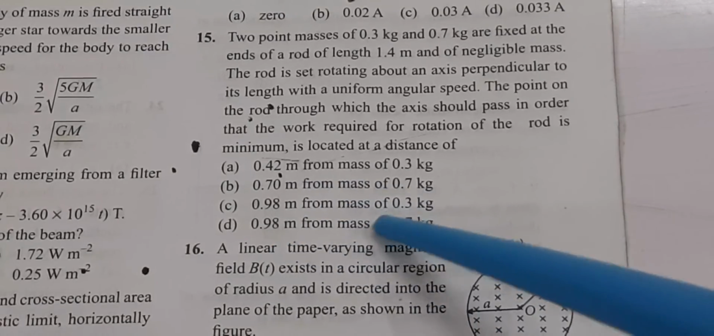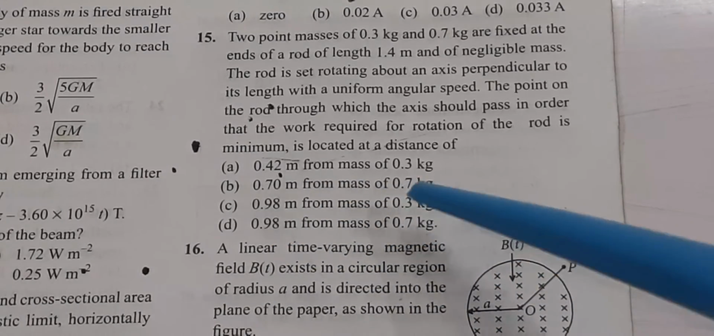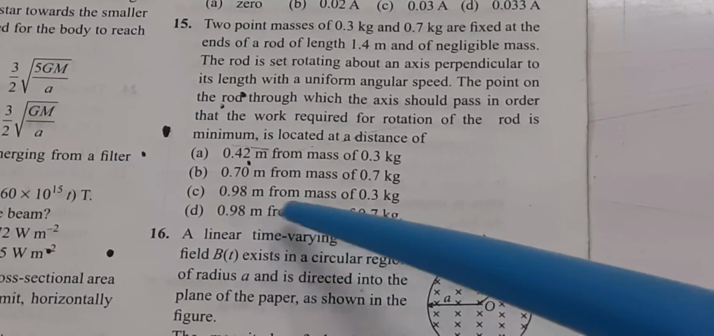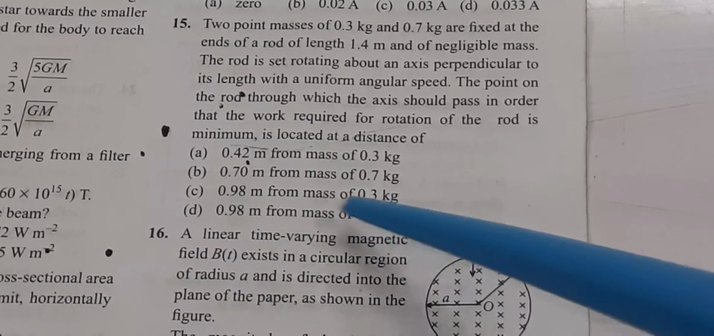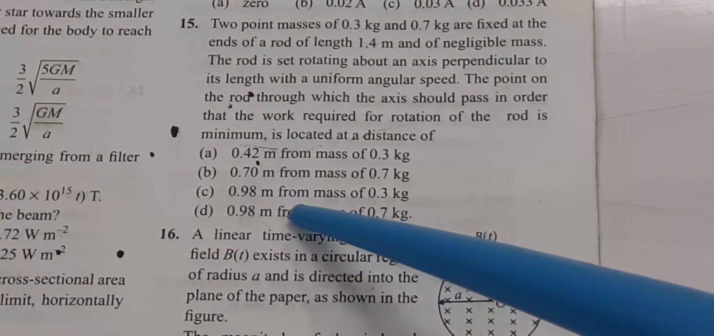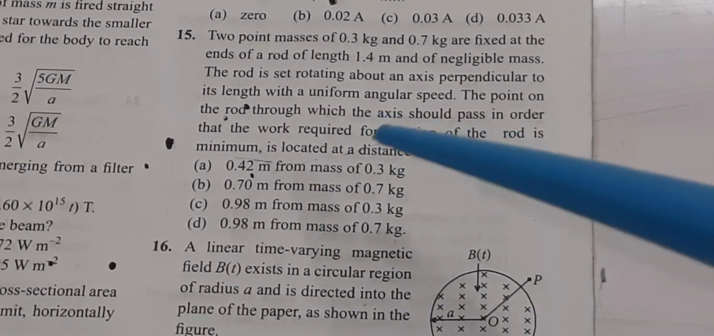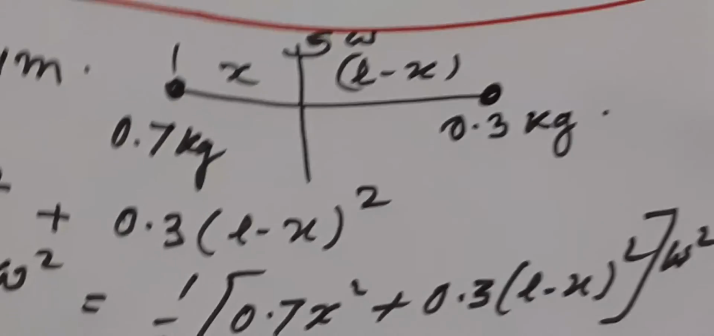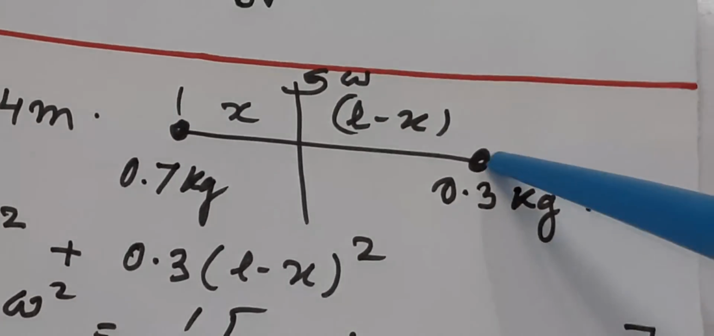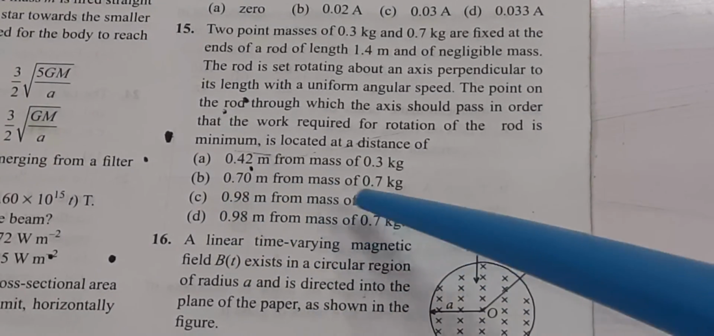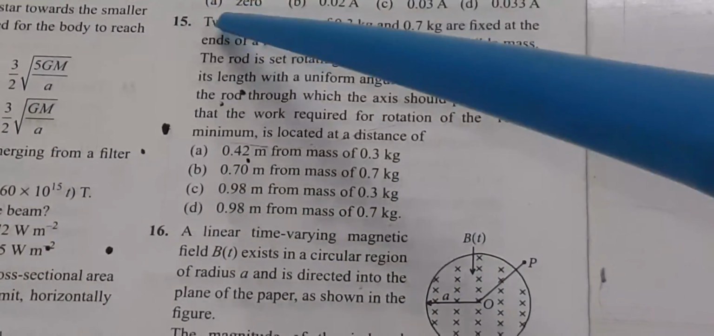0.24 and C will be the choice here, because you see 0.98 meter from where? From the 0.3 kg mass. You can see in the diagram, from the 0.3 kg mass this distance is 0.98, that is given in the answer. 0.98 meter from mass 0.3 kg, that should be the answer here.